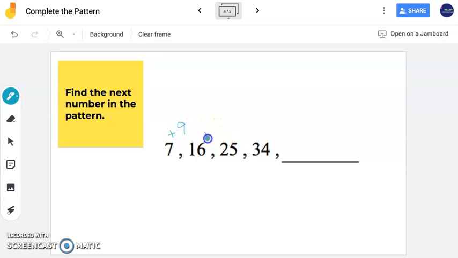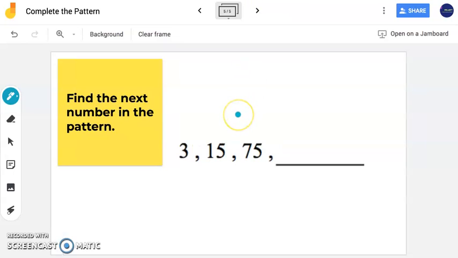And I notice 16 plus 9 is also 25. And I notice 25 plus 9 is also 34. So now if I do 34 plus 9, I'm left with 43 as my final answer. And here, by adding 9 as my rule, I can use that rule to help me find out the next number in my pattern. Now I'm going to do the same thing here. I have 3, 15, 75, and then some number.